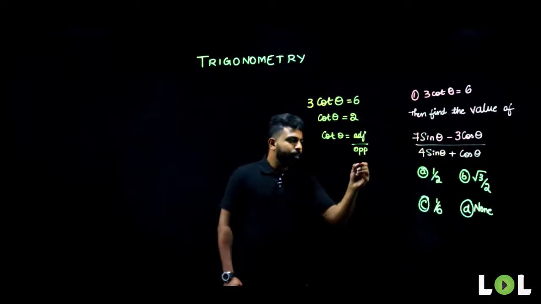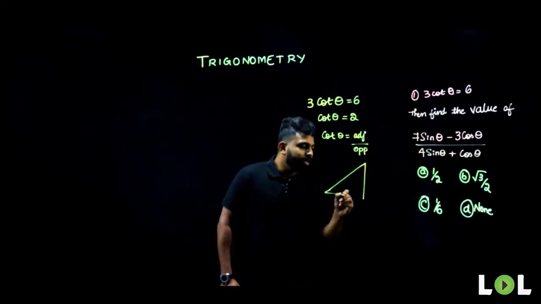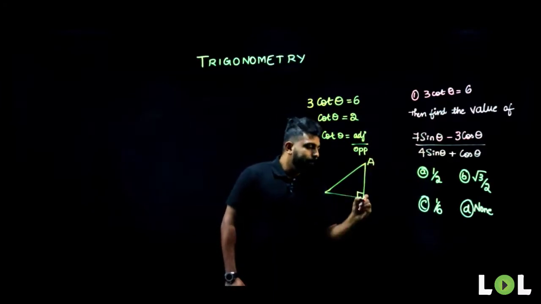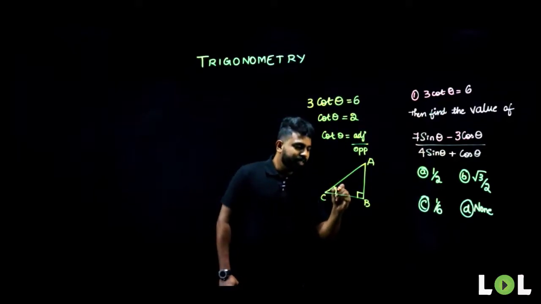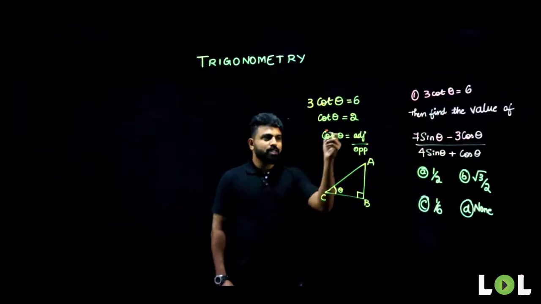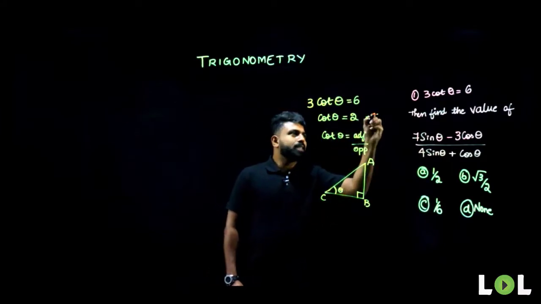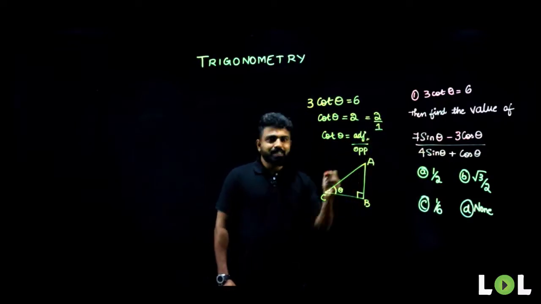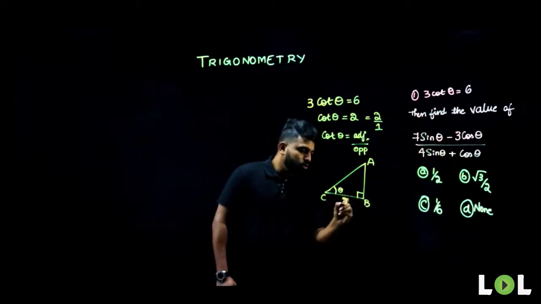So what shall we do? Let us quickly take up a diagram here. Which diagram? A right angle triangle. Let me name this as A, B and C. Let me take this angle as theta. So what is the value of cot theta? Cot theta is equal to 2. I can write 2 as 2 by 1 as well. So now what will be my adjacent side here? Adjacent side value will be 2. Which is my adjacent side here? BC will be my adjacent side. So it will be 2.